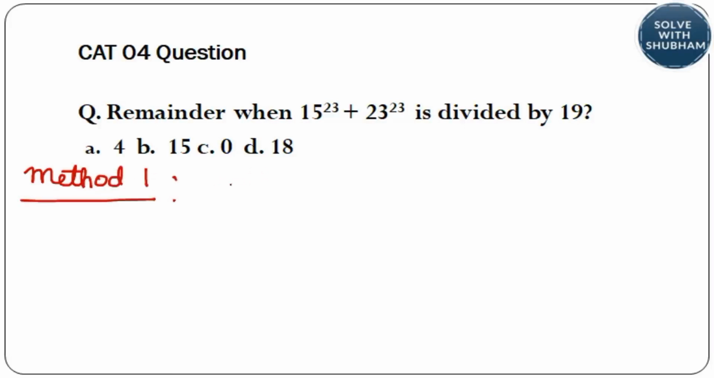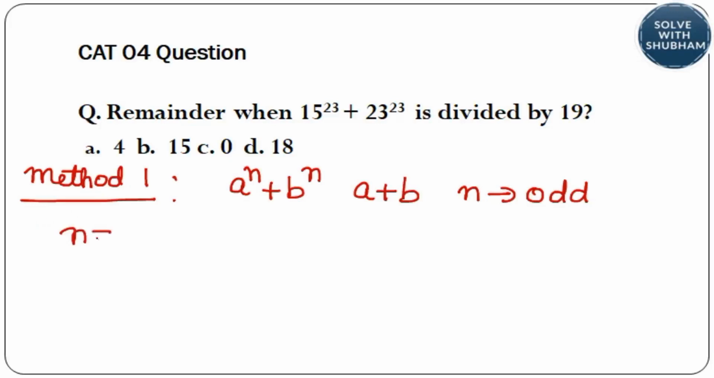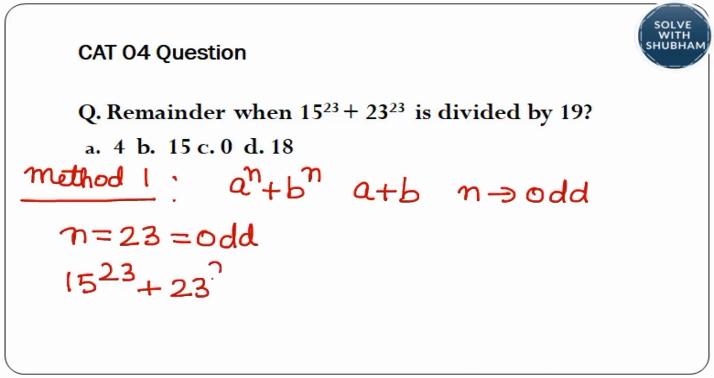Method 1. We have seen in the previous slide a power n plus b power n is divisible by a plus b when n is odd. So here n is 23, which is an odd number. So 15 power 23 plus 23 power 23 will be divisible by 15 plus 23, which is 38.